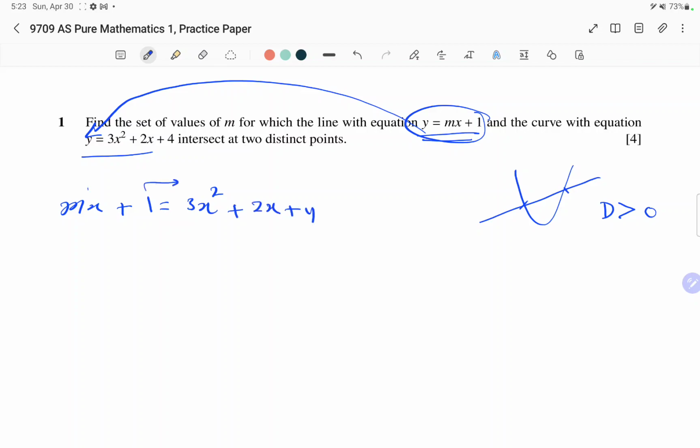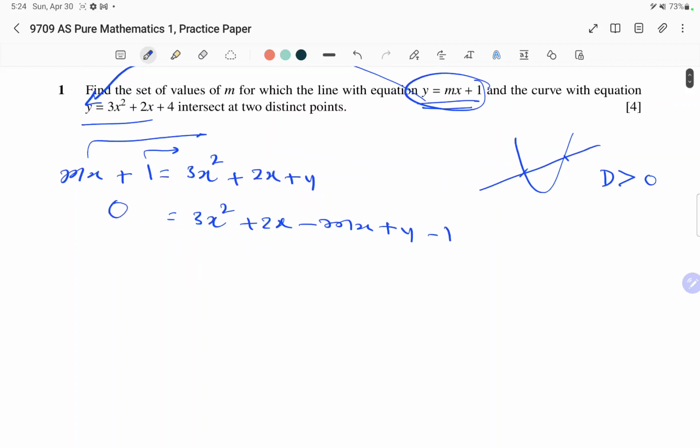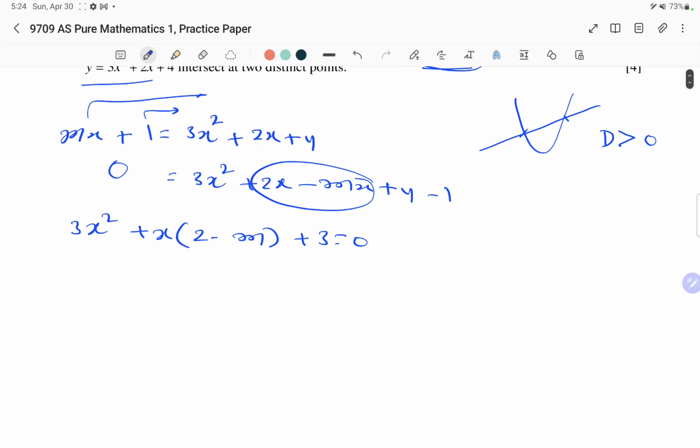Now I will shift everything to the right side. Then I will get 3x squared plus 2x, and then mx to the right side minus mx plus 4, and then 1 to the right side minus 1, and nothing on the left side, so that's 0. So now I got 3x squared here. We can combine the x terms: x common, then 2 minus m, and 4 minus 1 is 3. So this is a quadratic equation which we got.